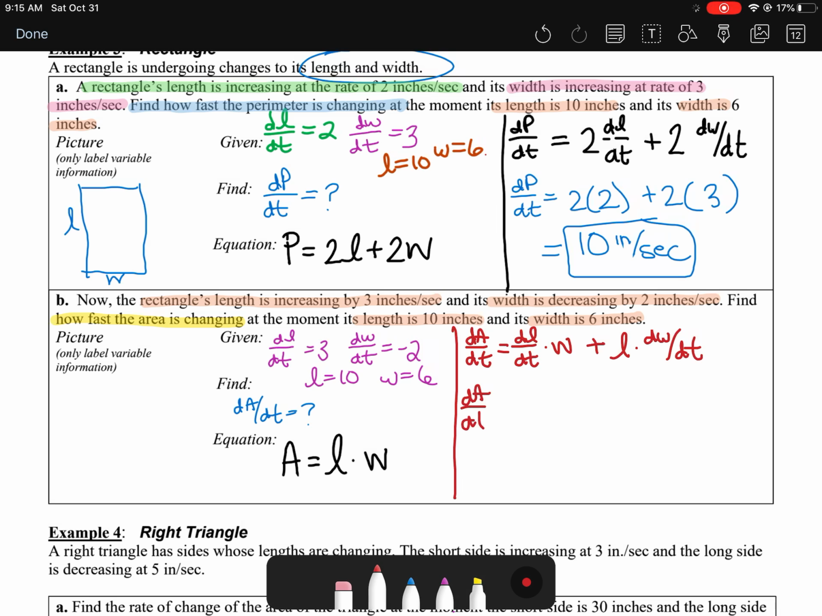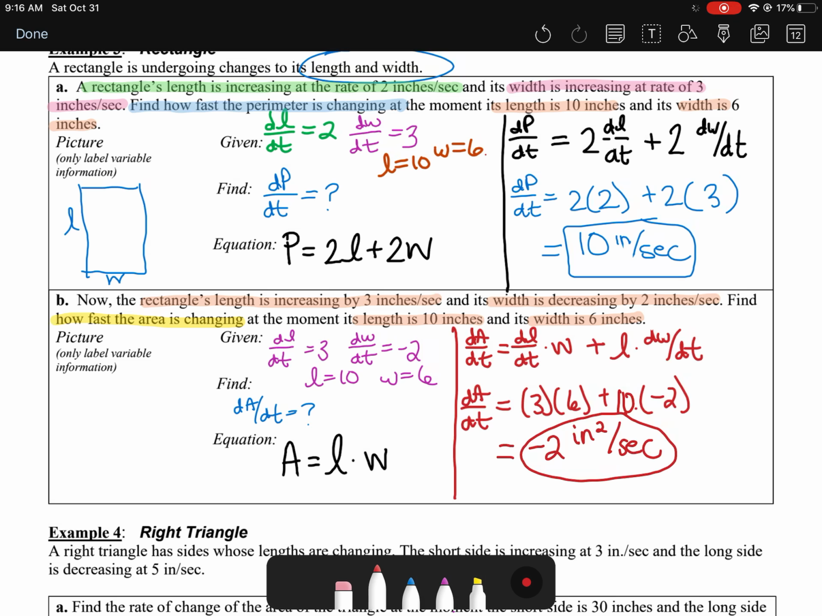So I have dA/dt equals, okay, 3 times 6 plus L times -2. Oops, we know what L is. L is 10. Okay, so then this is equal to -2. And since I'm talking about area, it's going to be inches squared per second. If I were to formally write this, I would say the area of the rectangle is decreasing at a rate of 2 square inches per second when L is 10 and W is 6.